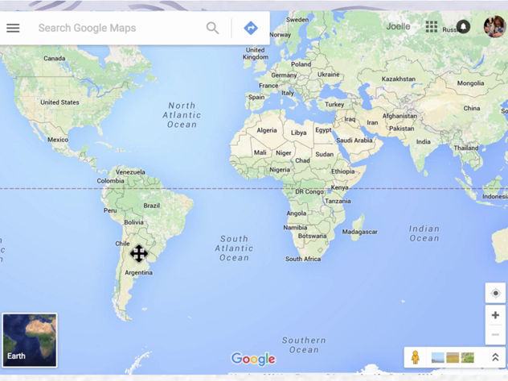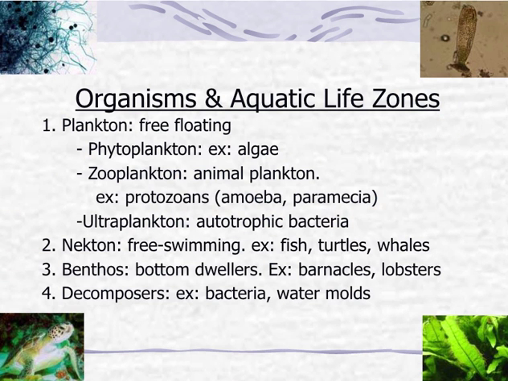Your Atlantic, which is right here. Here's your North and South Atlantic. You have your Pacific here, and you have your Arctic, which is up here, and you have your Indian Ocean. And then you also have your freshwater ecosystems. When you look at the different types of aquatic ecosystems, we have saltwater and freshwater. And again, the different life zones that we'll talk about in a moment.